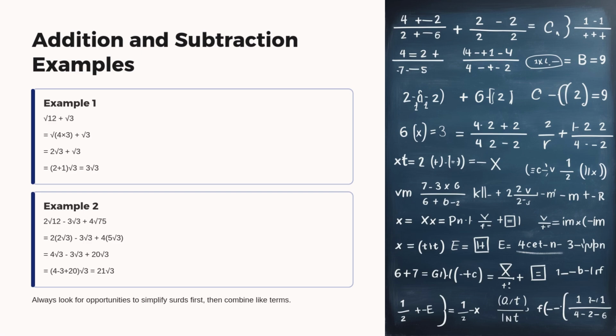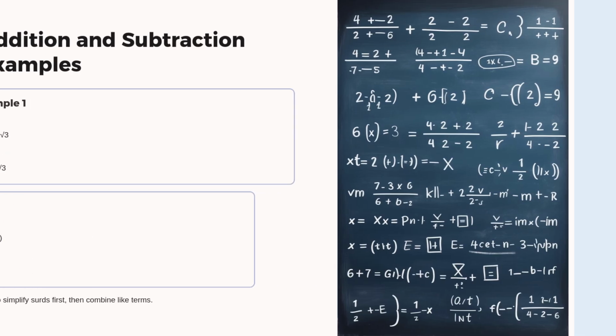This is obtained by multiplying the coefficients with the simplified surds. Equals (4 − 3 + 20) times the square root of 3, which equals 21 times the square root of 3. This is obtained by combining like surds. Always look for opportunities to simplify surds first, then combine like terms.